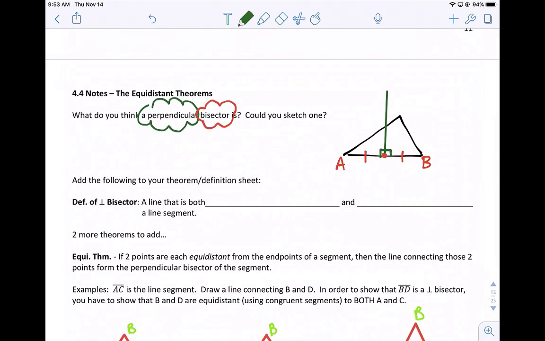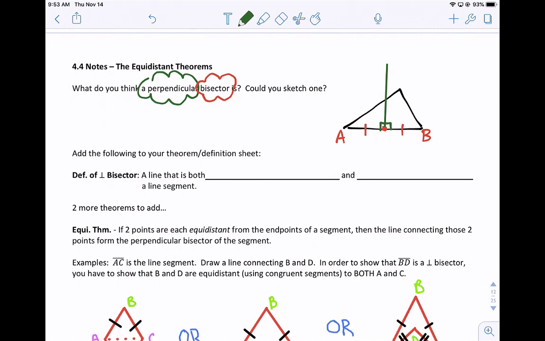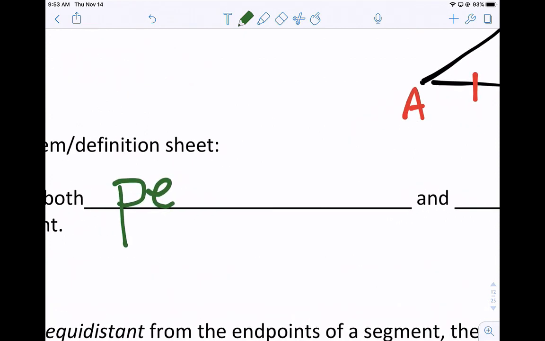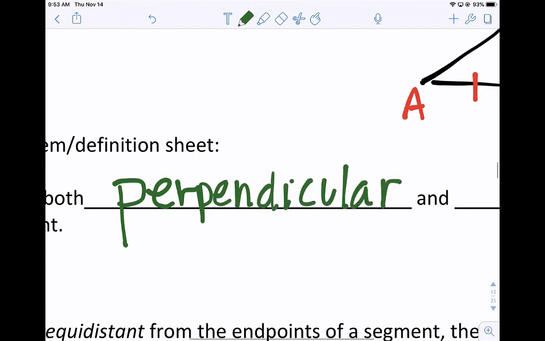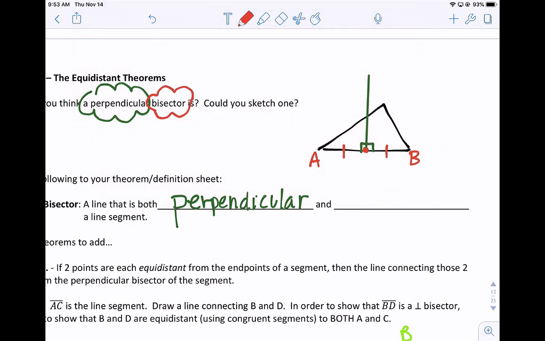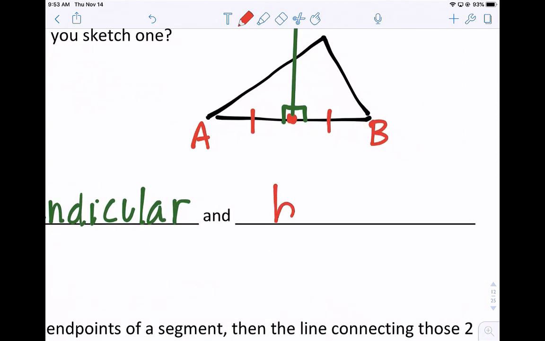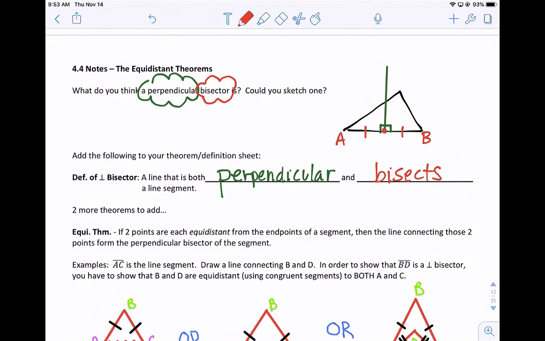All right. The definition is it's a line that is both perpendicular and bisects a line segment. So perpendicular. And it's going to also bisect. So notice it doesn't have to go through an angle. It can, but it doesn't have to. So it's 90 degrees and it bisects a line segment.